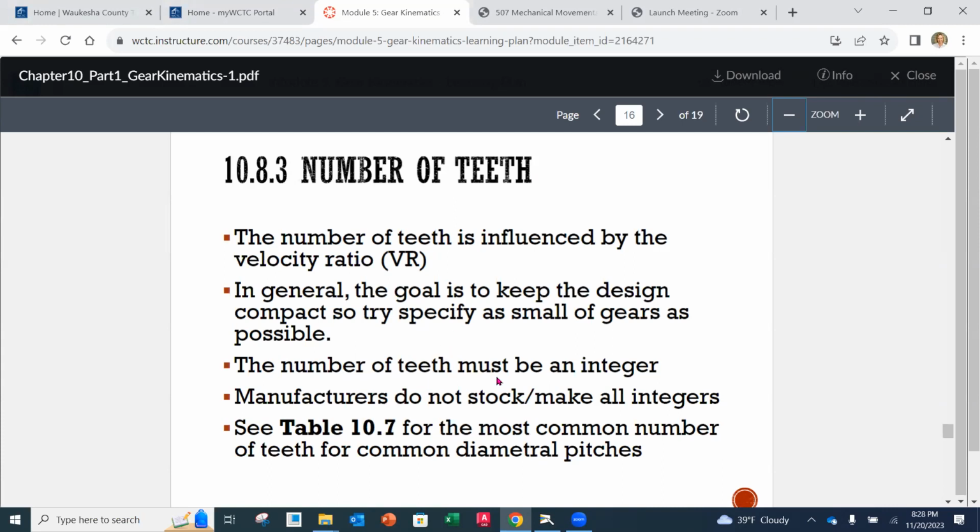The number of teeth must be an integer. Why is that? Why does the number of teeth have to be an integer?